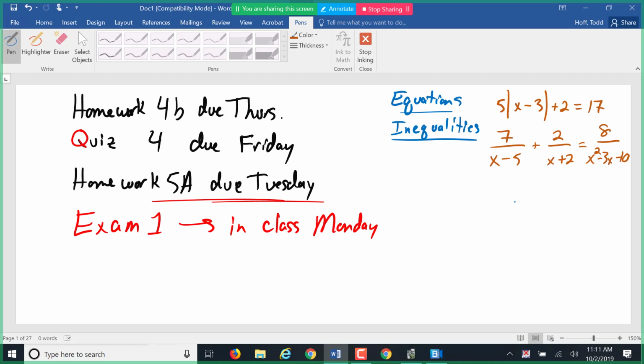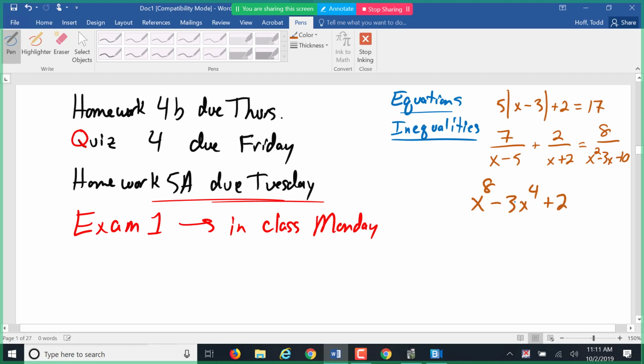There's going to be quadratic equations and equations in quadratic form. You might have x to the 8th minus 3 x to the 4th plus 2 equals 0. Have to solve that. It's in quadratic form because this power is twice that power. There's going to be graphing, of course, of all sorts of equations.